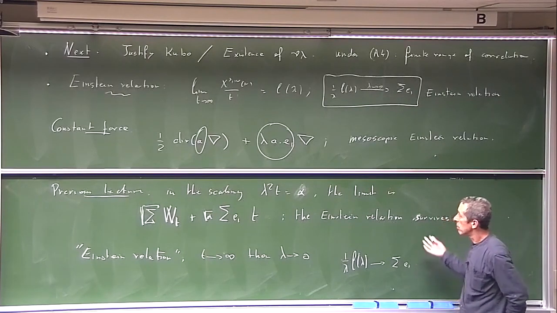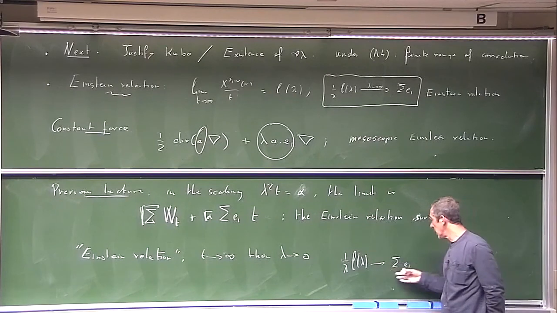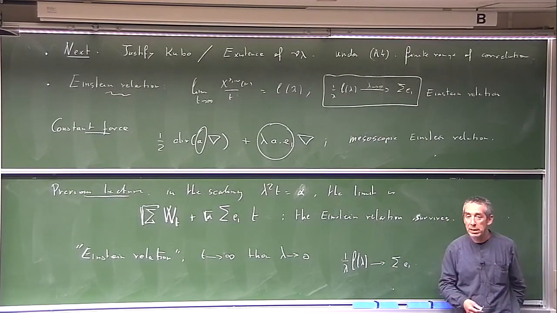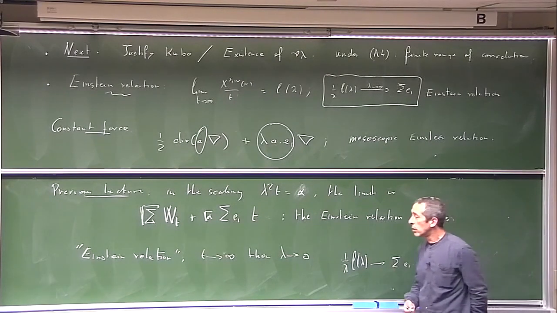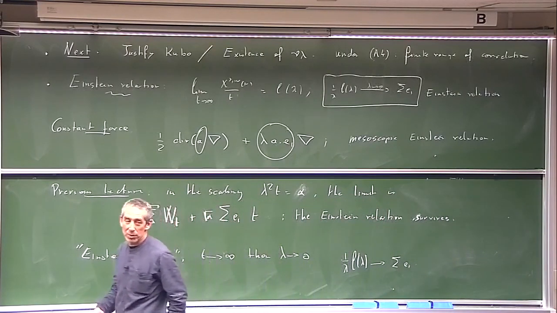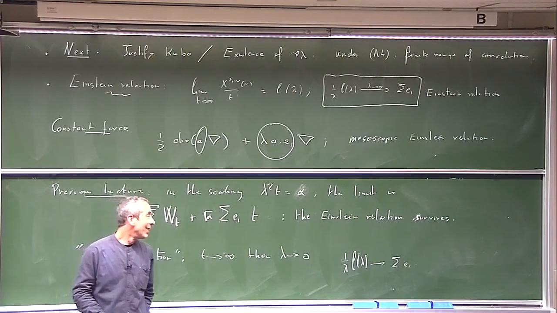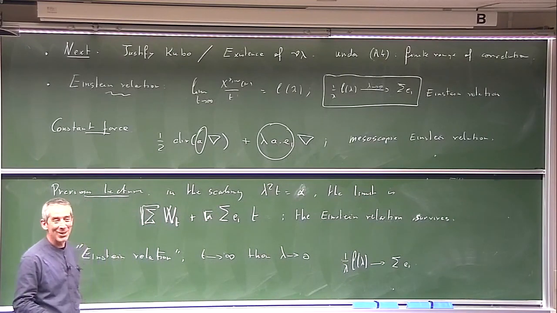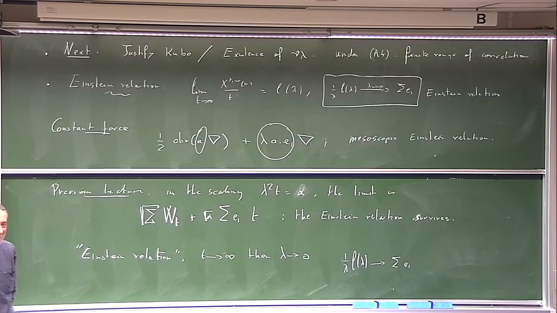Okay, this is something I haven't mentioned, but who started to call this the Einstein relation? You mean among mathematicians, probabilists? Yeah. Who is guilty? That's your question. I don't know. I don't think it was really Einstein.